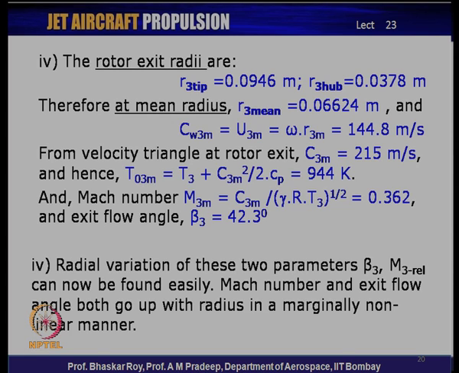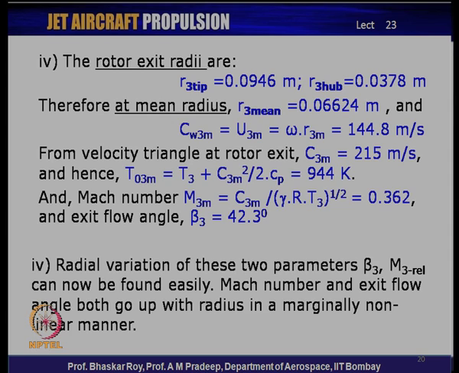And hence, the mean radius would be 0.606624 meters, corresponding to which your CW3, the tangential velocity, which is equal to U3, would be 144.8 meters per second. The corresponding velocity triangle at the rotor exit would yield that C3 at the mean of the rotor exit, that is mean between the hub and the tip of the rotor exit, is 215 meters per second, and the T03 at that mean would be 944 K.